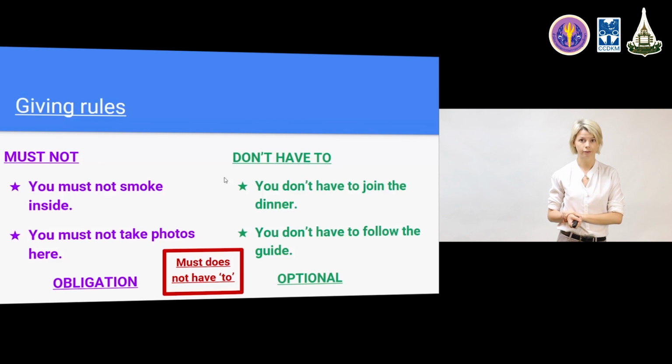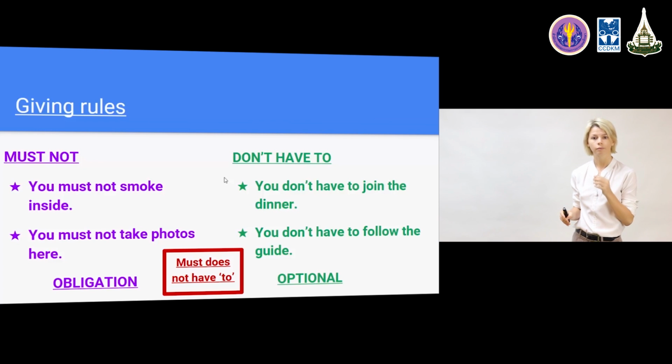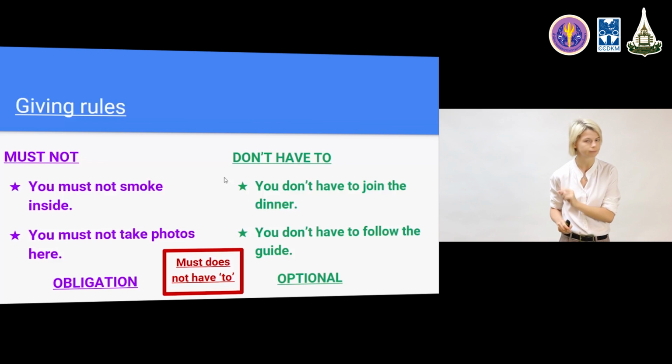In the must column, in the negative, we have you must not smoke inside. The meaning of that sentence is you cannot, 100%. It's a rule that you must not. Again, remember, must does not have to. Not, you must not to smoke. Not correct. You must not smoke. Forget to.